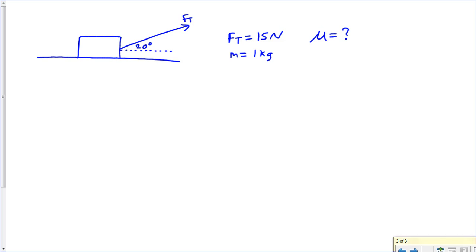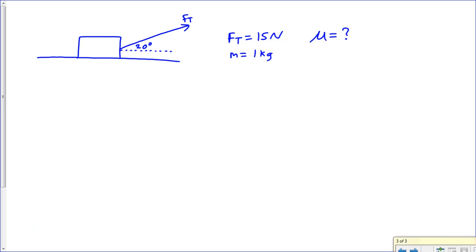For this third problem, we have a block that's being dragged along by a tension force, and what we know here is that it has a mass of 1 kilogram. The tension force that's pulling there is 15 newtons. And then I ask you for mu, which is the friction coefficient. A couple of things here indicate that there should be friction.